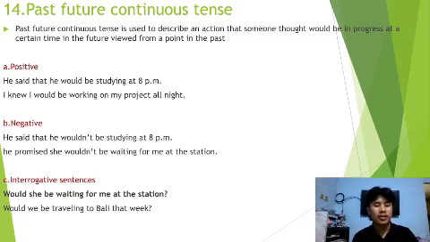He said that he will not be studying at 8 p.m. He promised he wouldn't be waiting for me at the station. Interrogative sentence: will she be waiting for me at the station? Will you be traveling to Bali that week?